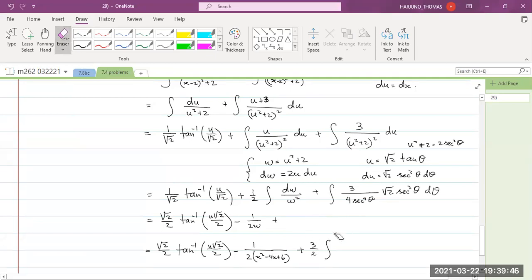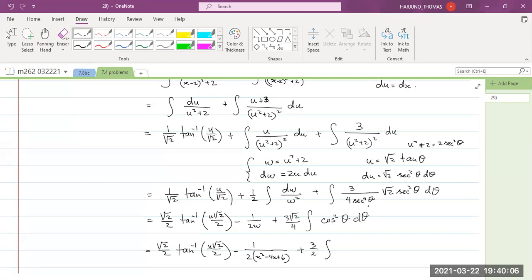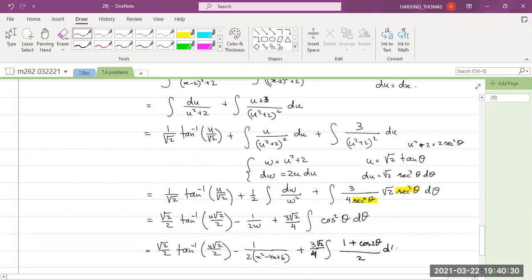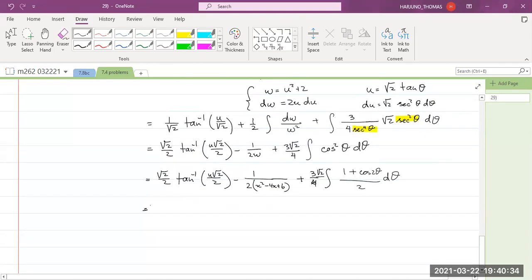Right, 3/4 comes out. 3 radical 2 over 4 comes out. And the guy inside here is basically secant squared over secant to the 4th. You see the secant squared cancels. You have secant squared at the bottom, which is cosine squared on the top. Okay, so this is 4, this is radical 2, and then cosine squared is 1 plus cosine 2 theta over 2 d theta. Oh, wow, it's quite painful.